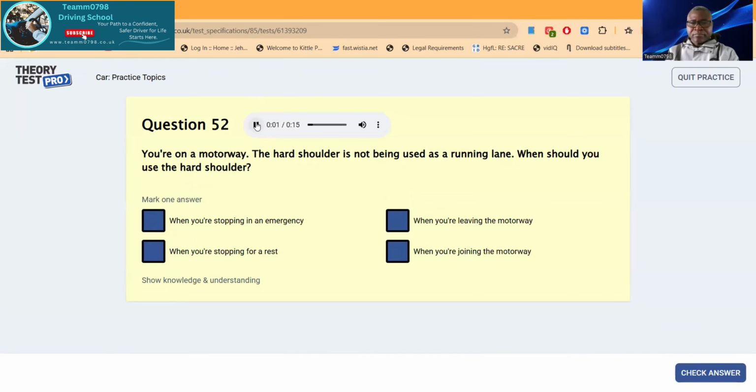You're on a motorway. The hard shoulder is not being used as a running lane. When should you use the hard shoulder? When you're stopping in an emergency. When you're leaving the motorway. When you're stopping for a rest. When you're joining the motorway. So it's an emergency area. Okay. It's a hard shoulder. You only stop there in an emergency.